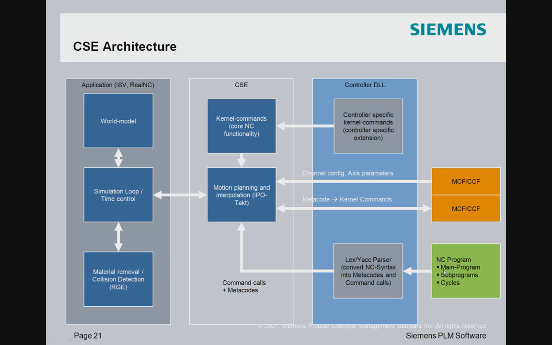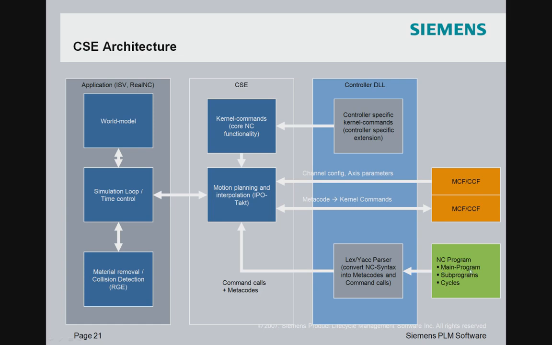And the NC program is not only the main program, it can also be sub-programs that are started from the main program, and it can be cycles like standard Siemens cycles. These are also in the end program files that get executed during runtime.